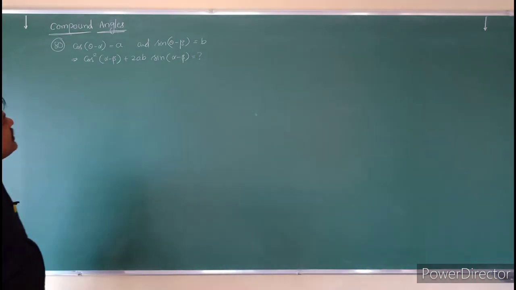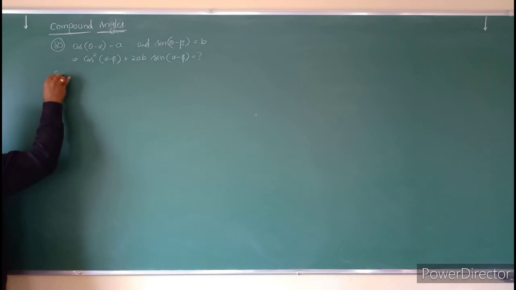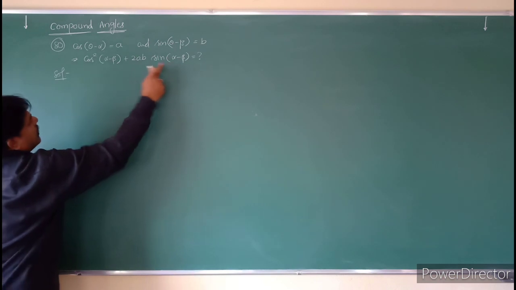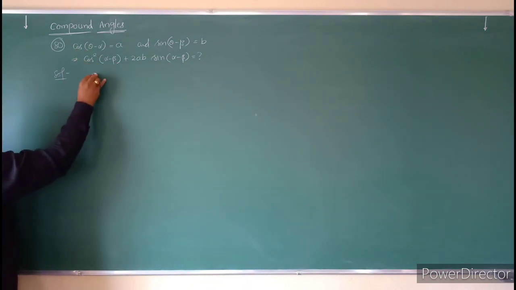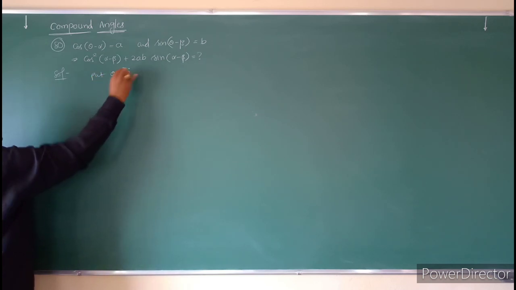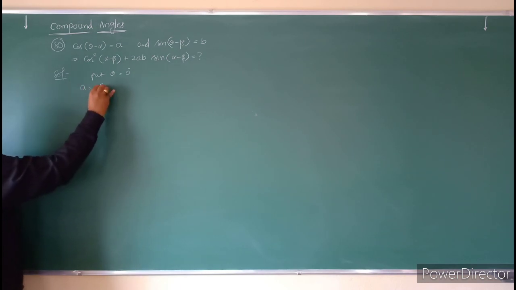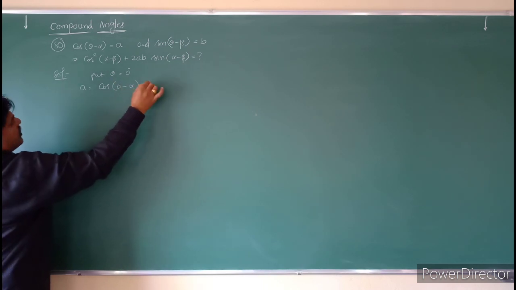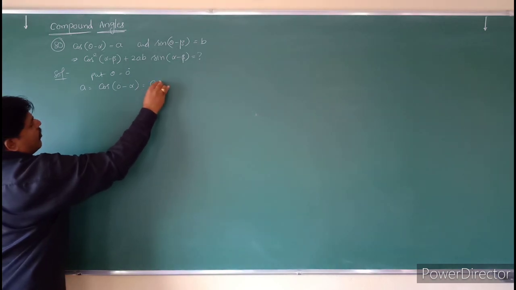See how to solve this one, students. First of all, in the options there is no theta, so I am eliminating theta here. Put theta is equal to 0. Then a is equal to cos of 0 minus alpha, that is cos of minus alpha. Cos of minus theta is cos theta, so it becomes cos alpha.